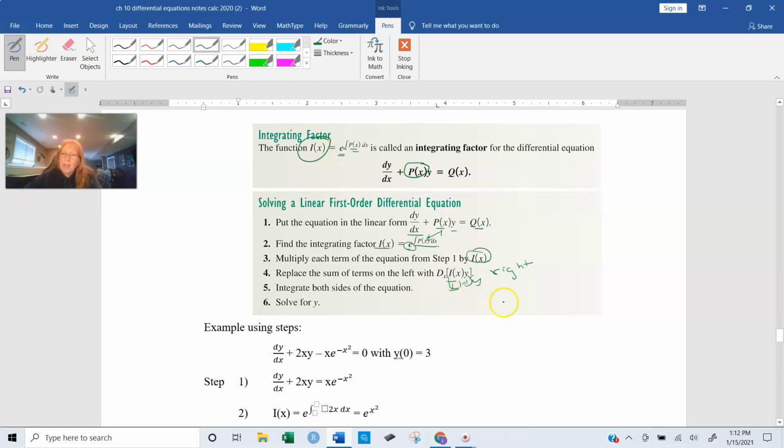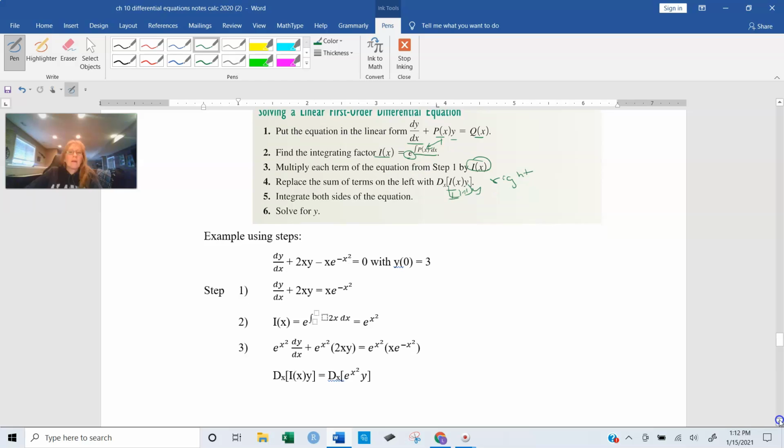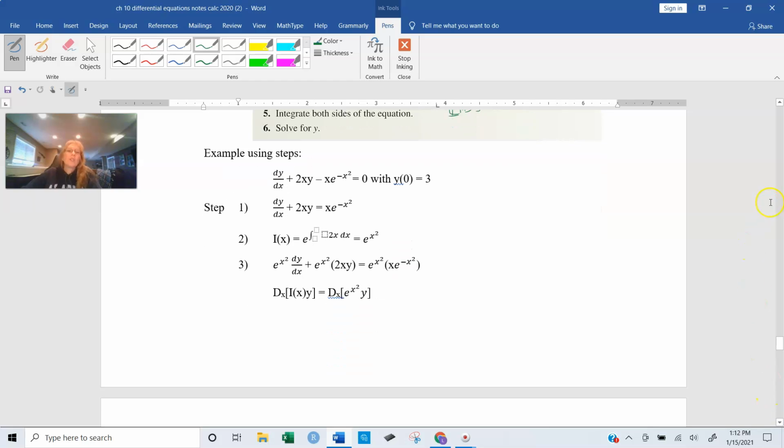And then we integrate both sides and solve for y. Okay, doesn't sound too bad, right? Okay, we're going to start off with number one, which is actually not in terrible shape. So dy/dx is by itself. We're good. 2xy, this is the p of x because it has the y with it. And this is the q of x because it does not have the y, which means this one needs to be on the other side of the equation. So we just moved it over.